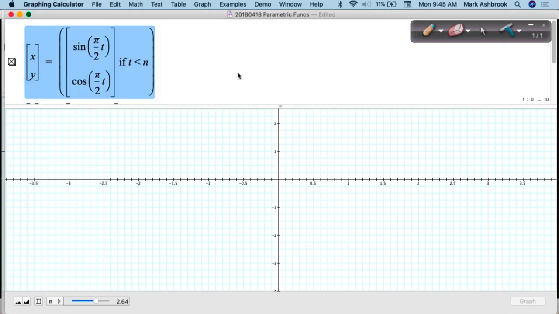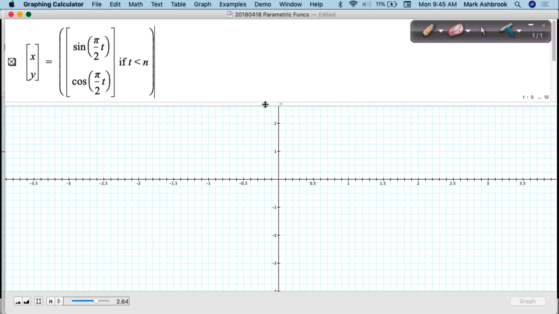All right, so can you sketch this function? X is sine pi over 2t. Y is cosine pi over 2t. Sketch this one. Remember how we did this, right? Remember the strategy we used. We were doing it the other way, though. I was giving you a curve and asking you to find the function. Now here's the function. Can you sketch the curve?